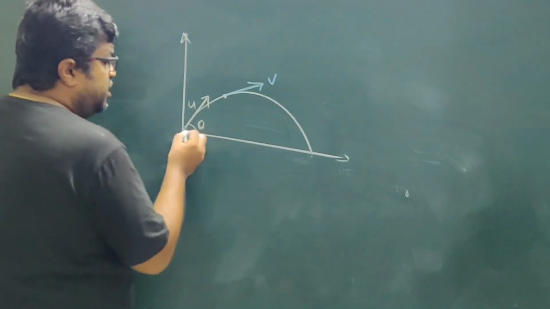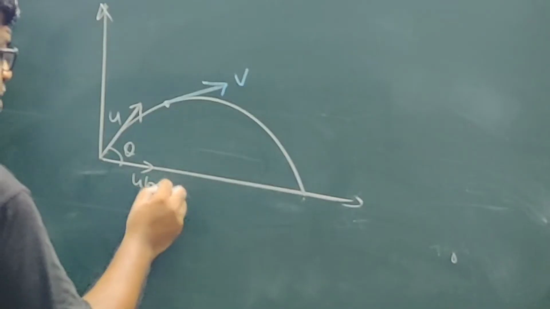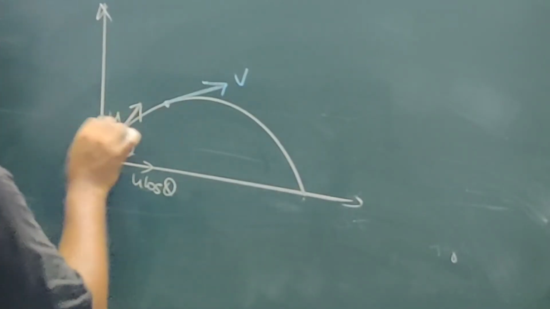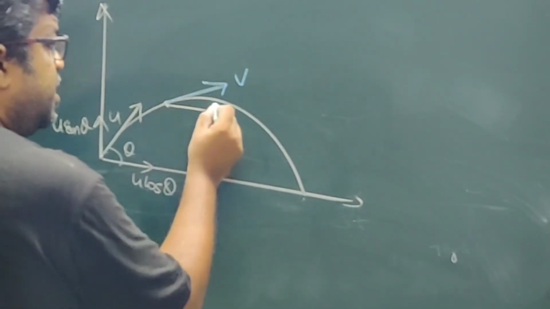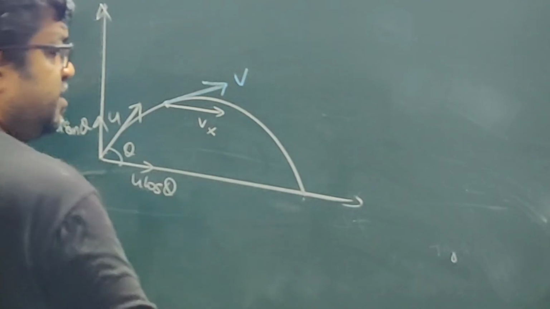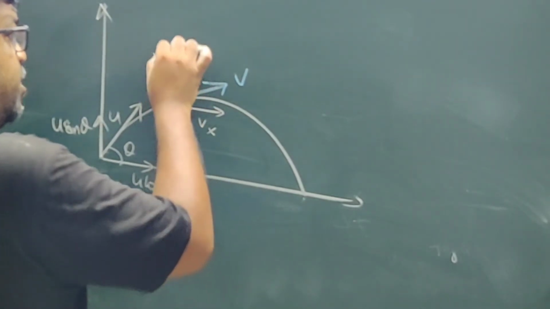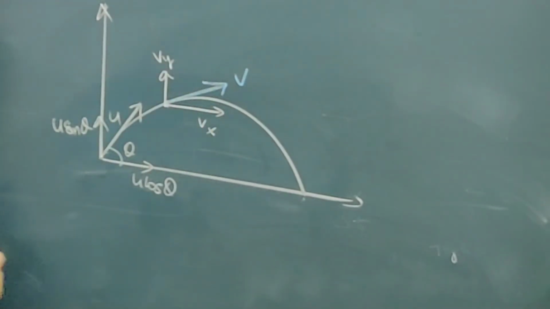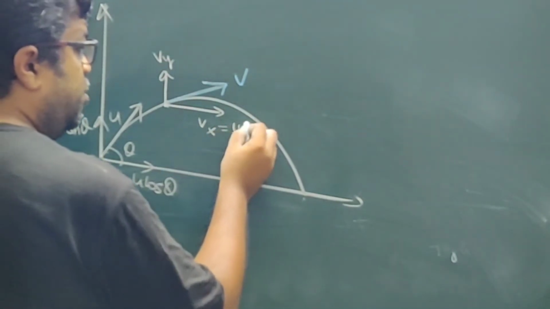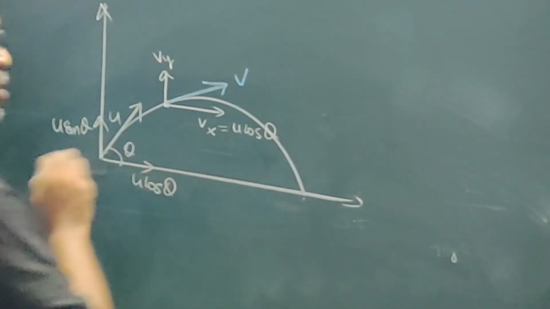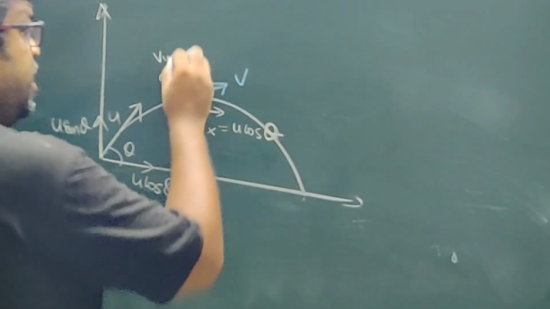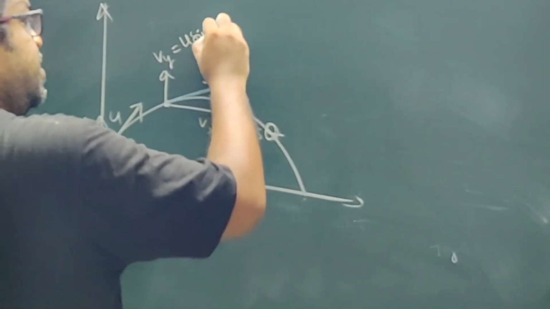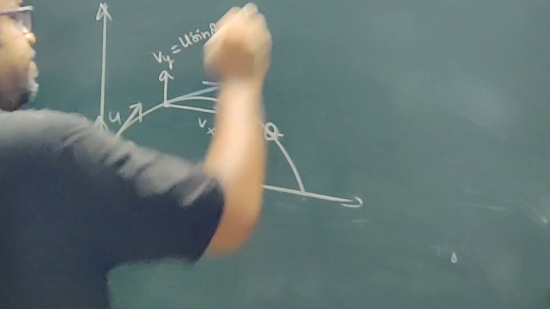So if this is u, and this is theta, then this will be u cos theta, and this will be u sin theta. If this is v, it will have a horizontal component vx and a vertical component vy. What is vx? Vx will be equal to u cos theta, because the horizontal component of velocity does not change. So it is u cos theta. And what is vy? It will be u sin theta minus gt.